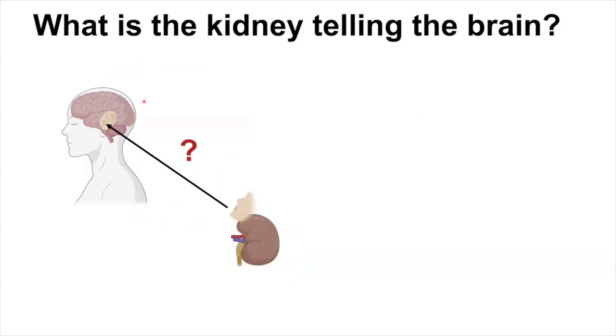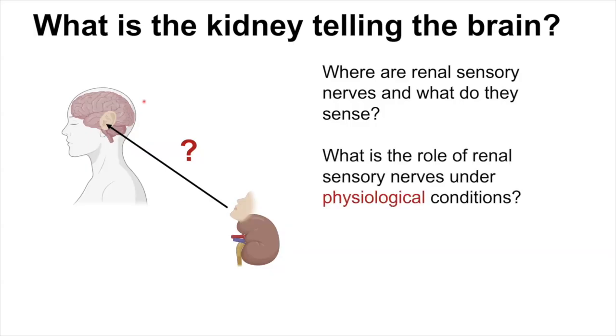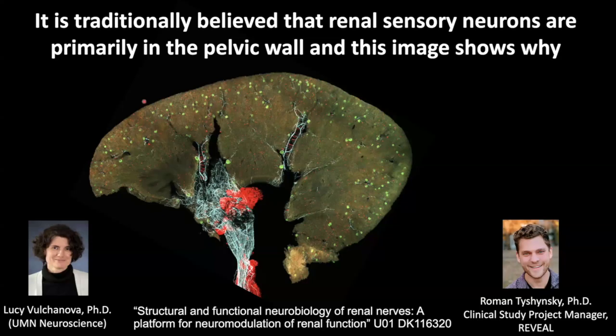Now, realizing that and thinking about that, then we ask this question, and we've been asking this question for a long time. Where are these nerves in the kidney and what are they actually sensing? What is the role of them physiologically, normally day in and day out? And then what about pathology like hypertension? So there's a lot to do here, obviously. So I want to talk about this one first.